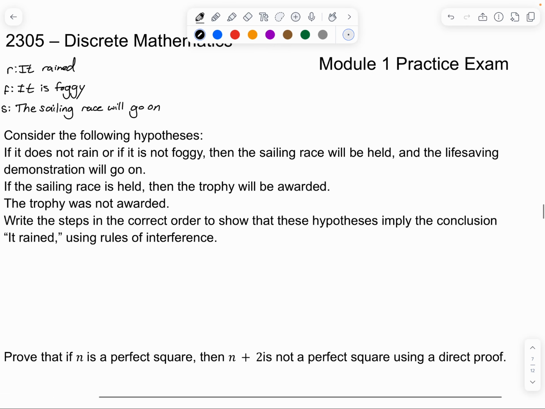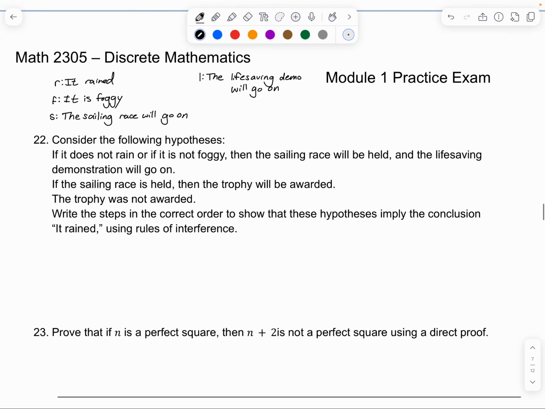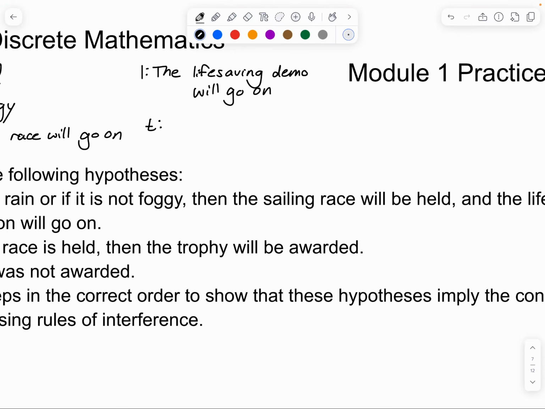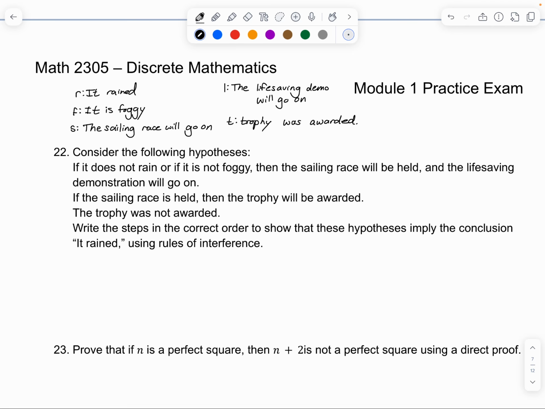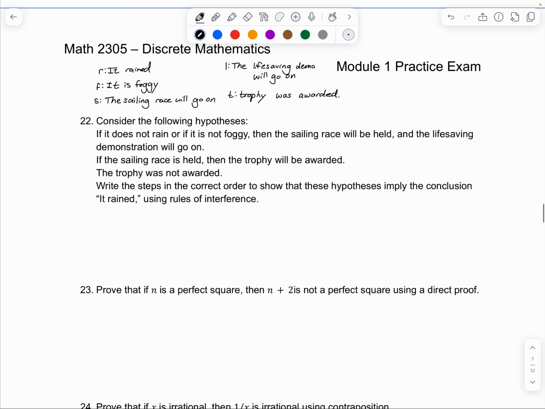And let's see, the life-saving demonstration, I'm going to do an L. The life-saving demonstration will go on. And then I need one more. Trophy was awarded. So with these arguments, you pretty much always start by writing out the hypotheses.